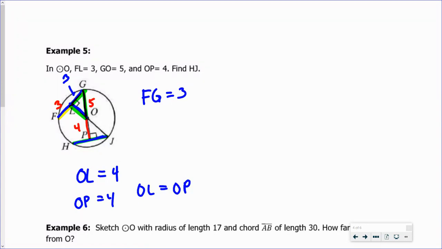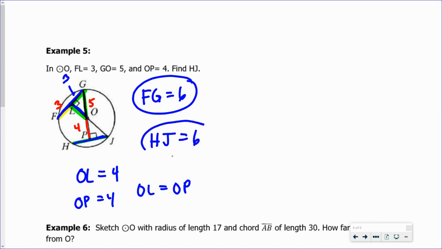So HJ is going to be the same length as FG, which we found is, sorry, FG is not equal to 3, it's equal to 6. FG is equal to 6, so that means that HJ is also equal to 6. Sorry about the confusion there.